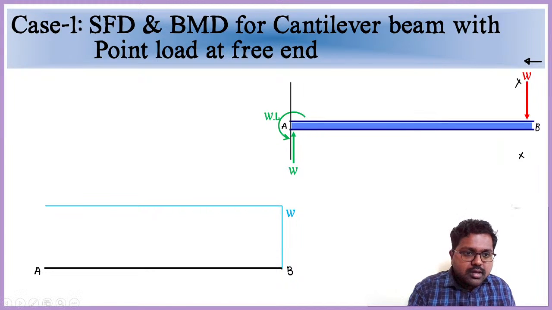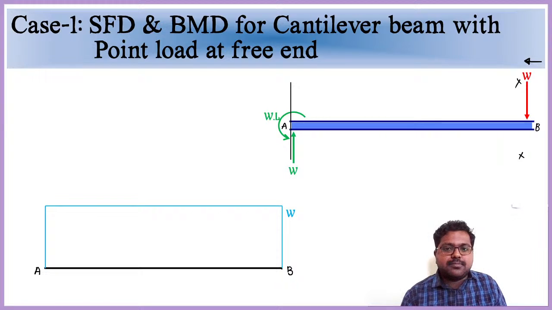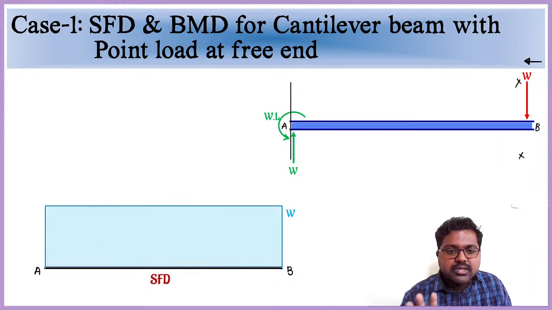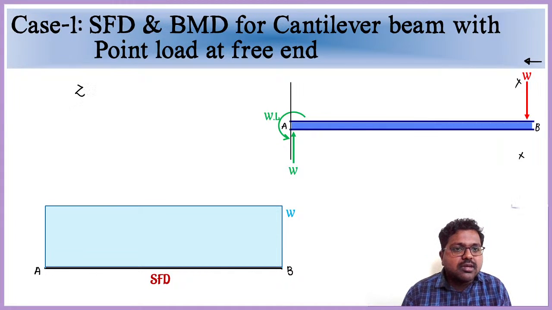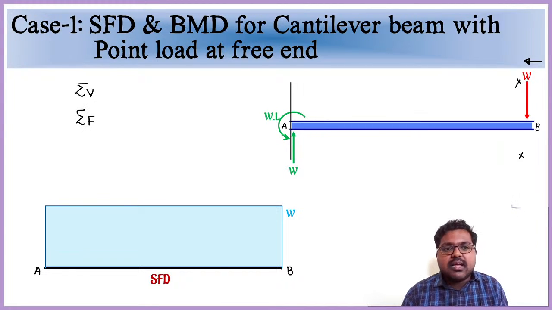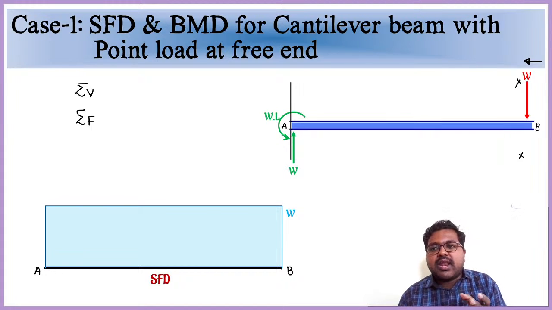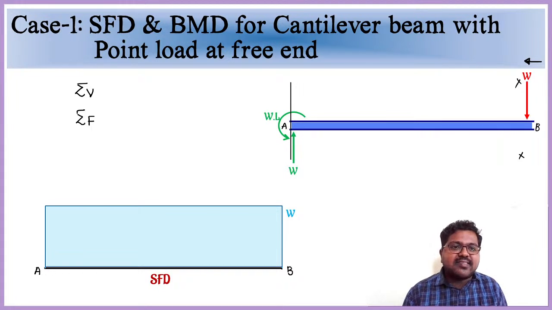So see here, from here the W value will suddenly drop to 0 again. This is our shear force diagram. It is very simple. See, we have just calculated. Just remember the equation: shear force is the summation of forces, sigma V or sigma F. This is the summation of the forces or shear forces acting on a section either to the left hand side or to the right hand side.